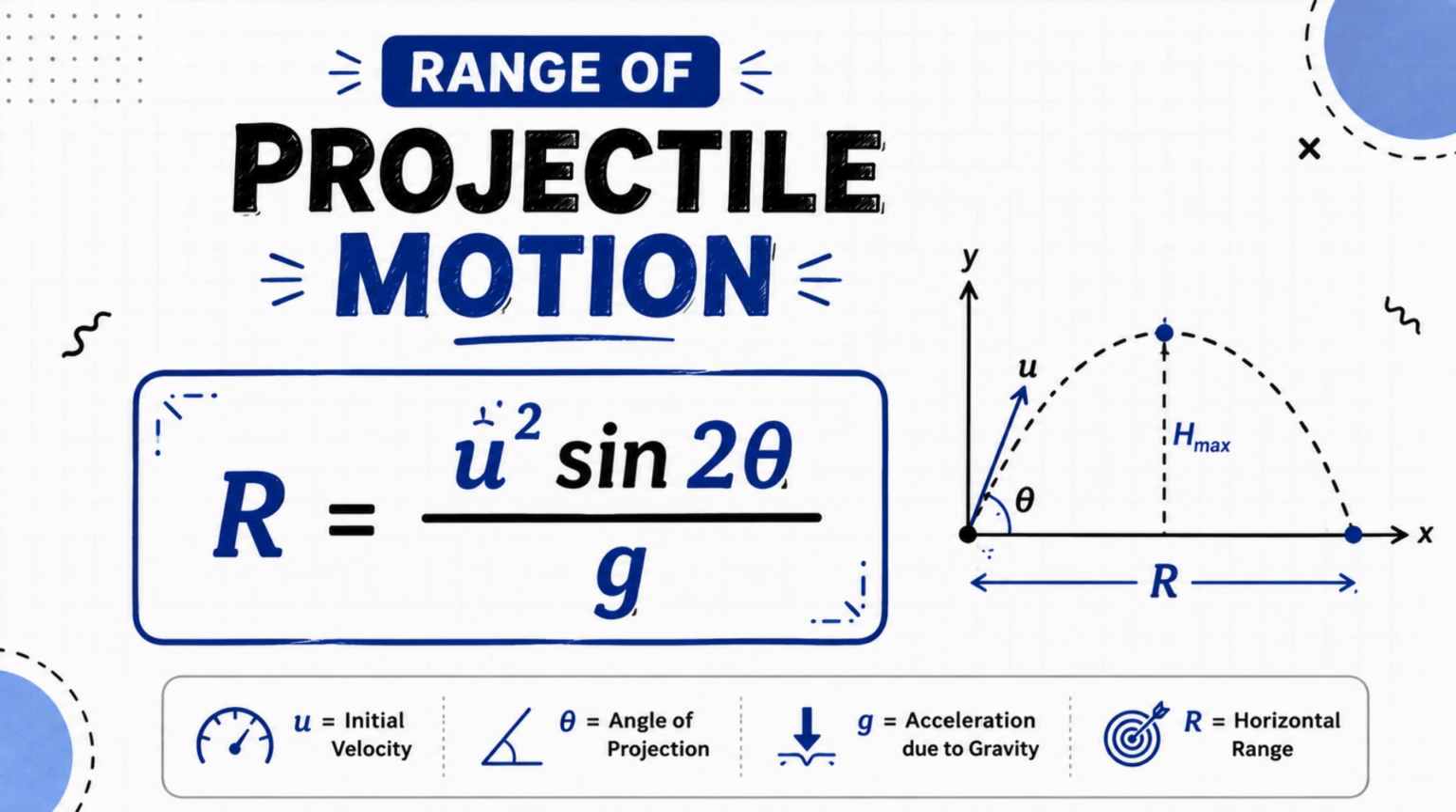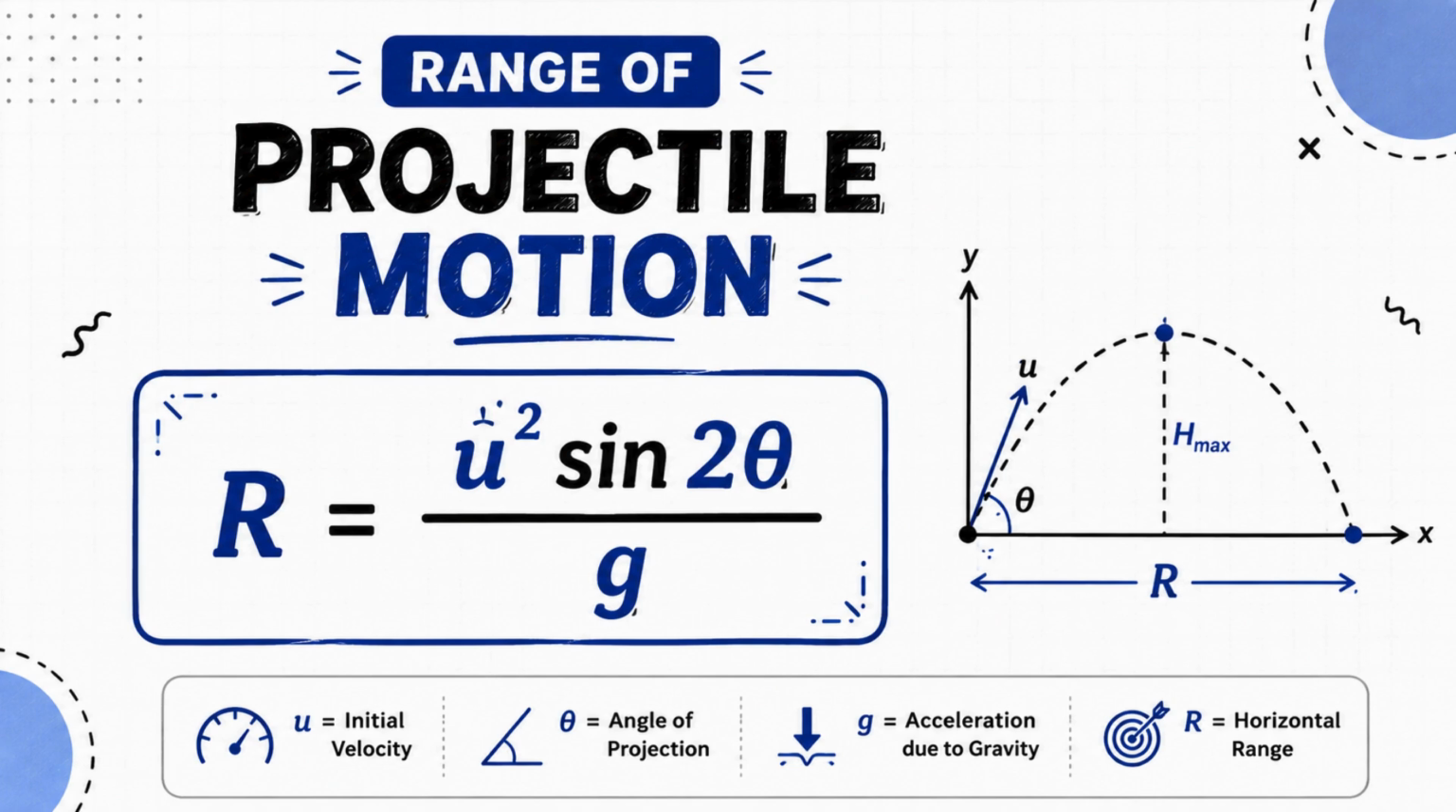And that brings us to this beautifully elegant final formula. R equals u squared times the sine of 2 theta, all divided by g. This right here is the master key for projectile range. What is so absolutely fascinating about this is that it relies entirely on just 3 things: your initial velocity, your launch angle, and the constant downward pull of gravity. If you know those 3 variables, you know exactly where the ball is going to land.